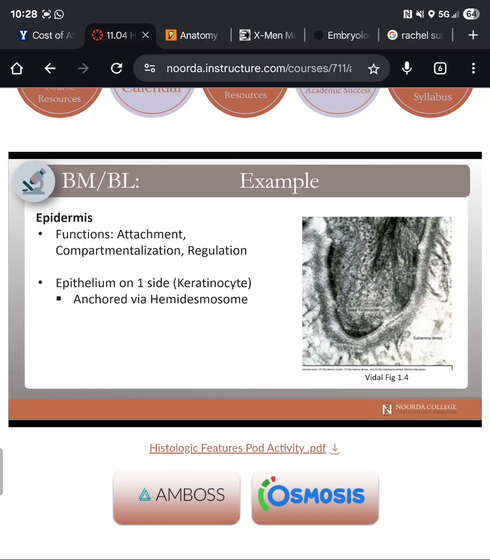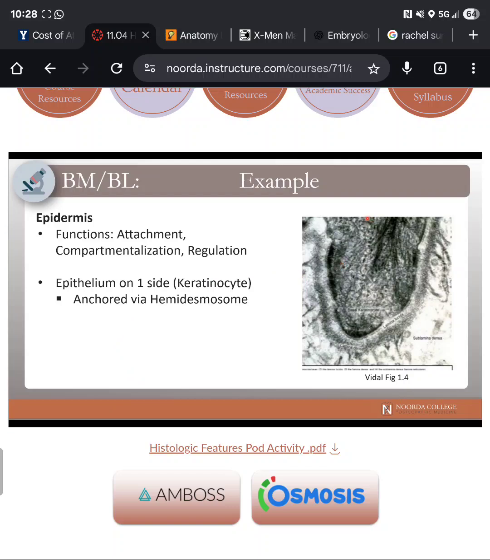Another example is the epidermis, where you can have your basal cells forming attachment onto the basement membrane, and compartmentalization, where you have epidermis on one end and connective tissue on the opposite end. And when you're talking about wound healing, like if you have a paper cut, the basement membrane serves a role in cellular regulation and regeneration.